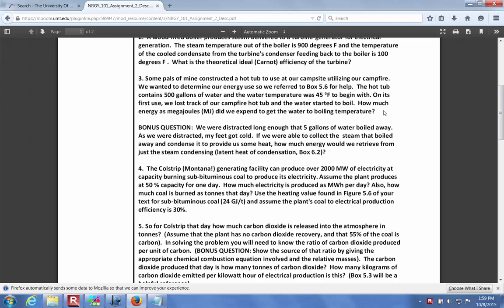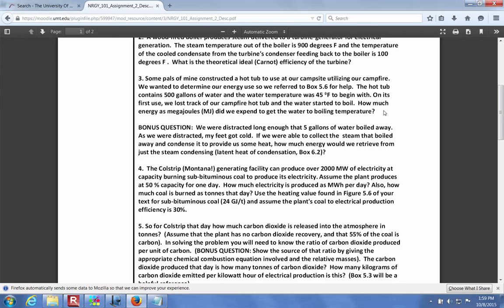So we've got a hot tub at our campsite. We're just going to use the campfire, and we want to determine our energy use, so we referred to box 5.6 for help. I think that's on boiling water. Instead of boiling 500 gallons, they're boiling, I think, a kilogram of water, if I remember right.